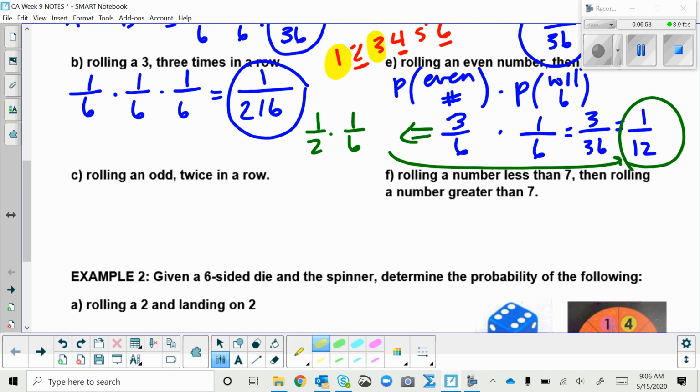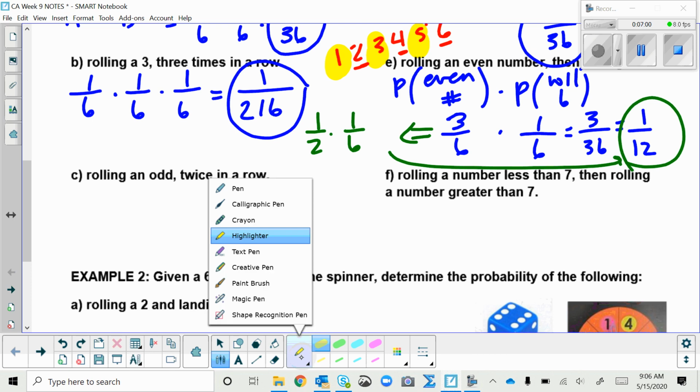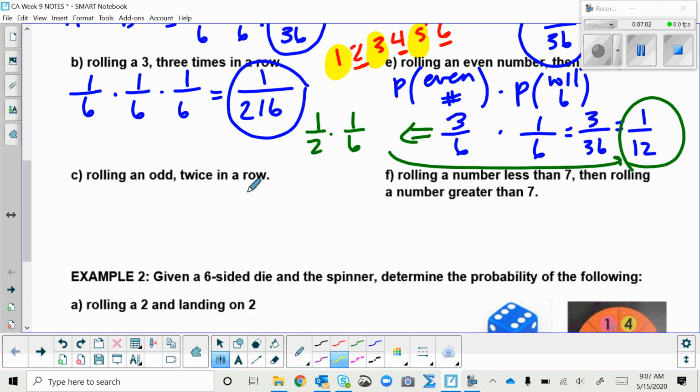There's 1, 3, and 5. So it's still 3 out of 6, or 1/2 probability that you roll an odd. And if you're going to do that twice in a row, it's 1/2 is the probability for rolling the odd the first time. And 1/2 is also the probability that you roll an odd the second time. And we just multiply those to figure out our total probability. It's 1 out of 4.